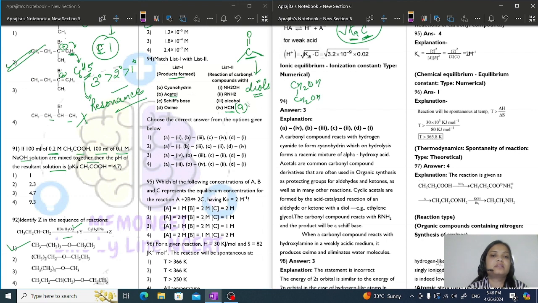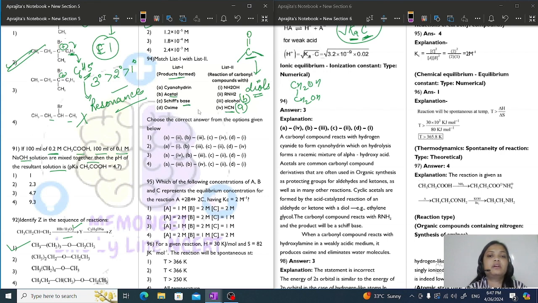So it means the answer is alcohol for the second one. Schiff's base: carbonyl compounds react with amines, RNH2, to form Schiff's base. And then oxime: when a carbonyl compound reacts with hydroxylamine, which is NH2OH, it forms an oxime. So it's A4, B3, C2 and D1. So the answer is option 3.